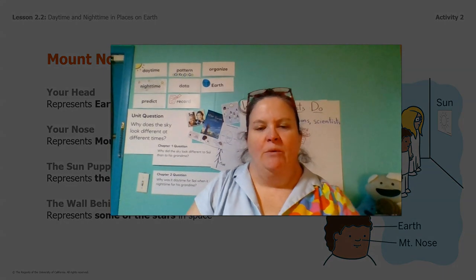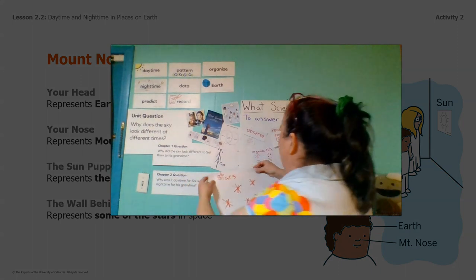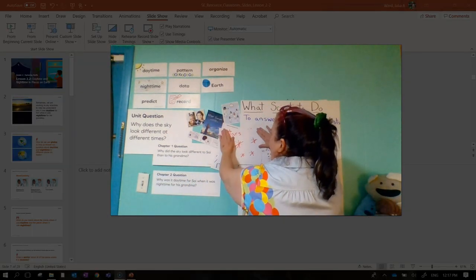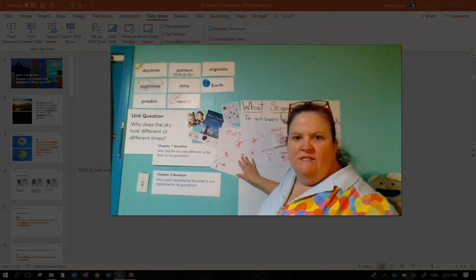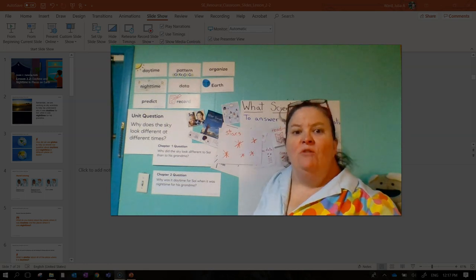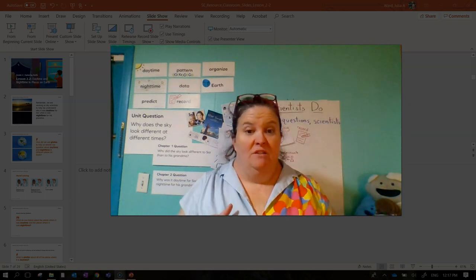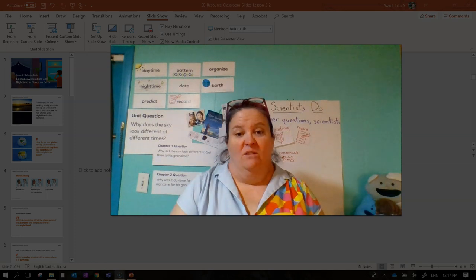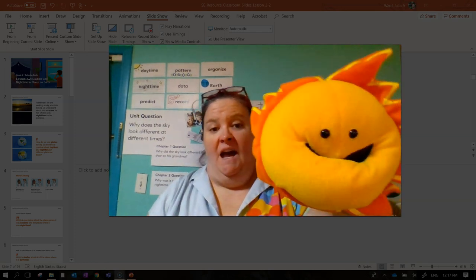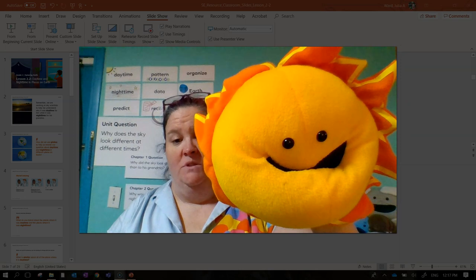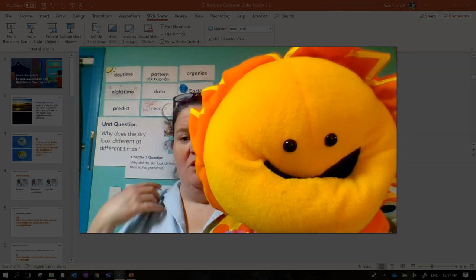If you have a piece of paper and a pencil, you can make a star sign yourself too, if you want to, but you don't have to. You can just pretend that there's stars behind you, and then we're going to have the sun in front of us. So the sun is in front of us and the stars are behind us.